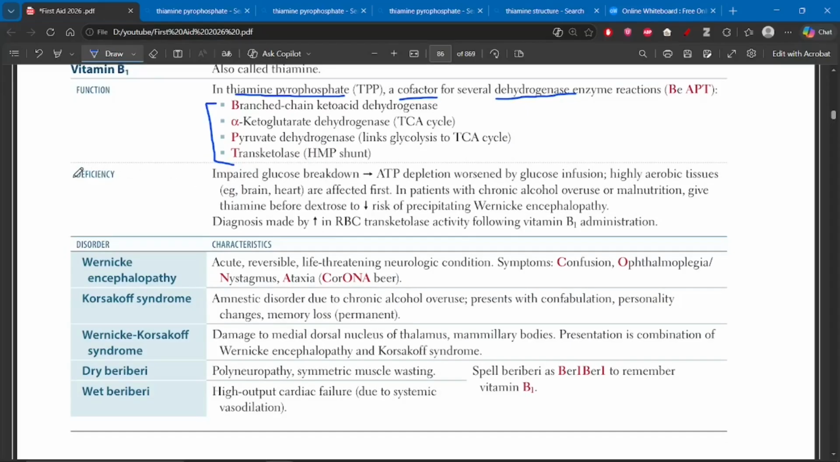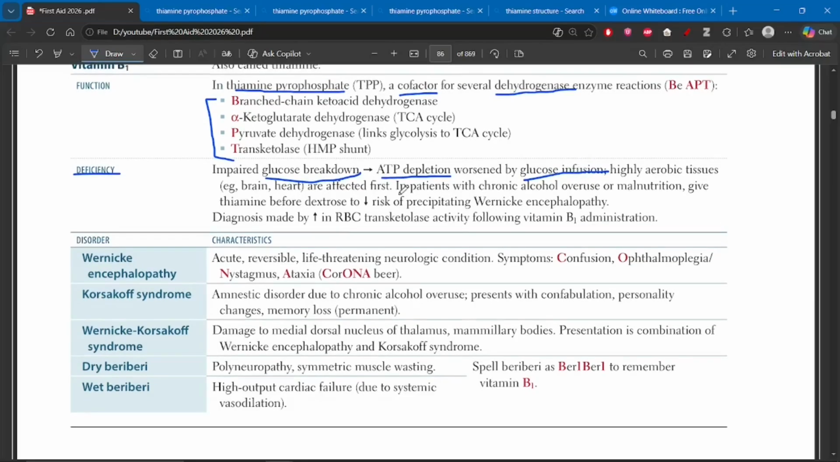Now, the deficiency again is important. Like I told you in the first lecture, the deficiency is quite important. When it is deficient, glucose breakdown is impaired. And when the glucose breakdown is impaired, you are not going to make any ATP, so ATP depletion is going to occur. Of course, this is going to get worsened by glucose infusions. Let's say somebody has no energy. You give the person glucose, and the glucose is going to be broken down into ATP. It's going to provide him energy.